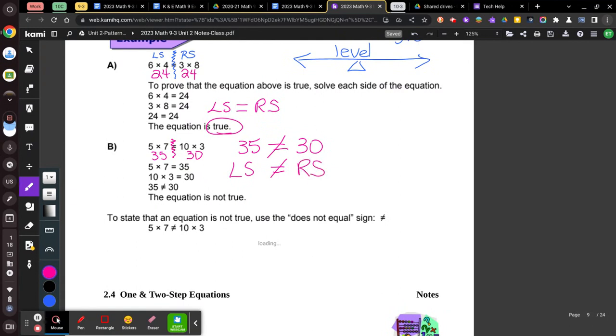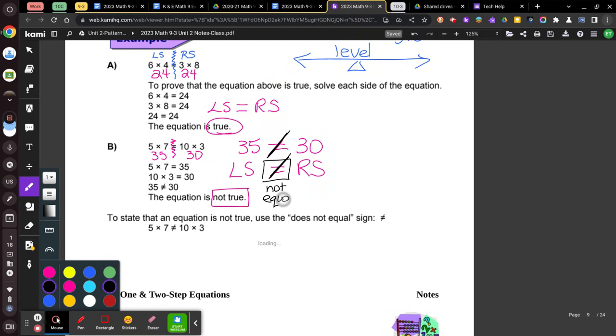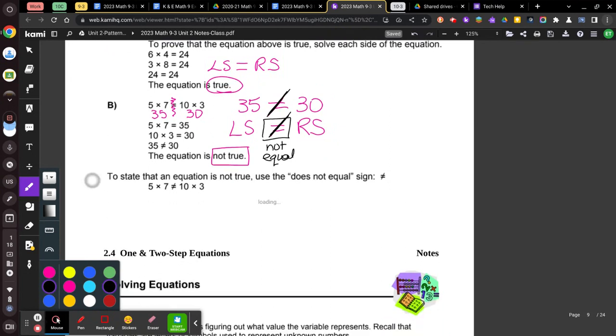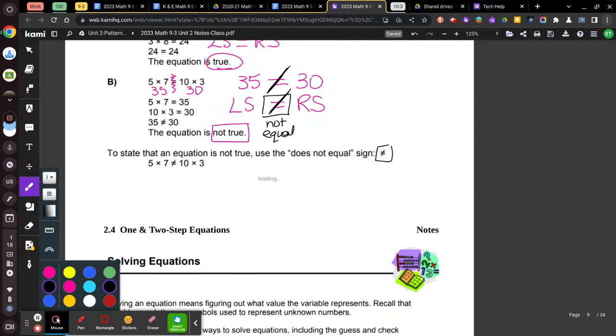So when the left side does not equal the right side, that means it is not true. So your equation does not work. It's false. Okay? So you would draw the slash through the equal sign. That means it's not equal. Okay? So this is our not equal. So this means it is a false statement. It is not true. Okay? And like they're showing us, we use the not equal to sign. Okay? This concludes our lesson on equality.